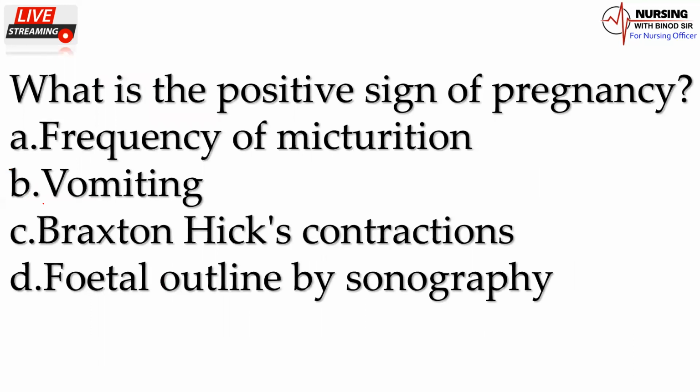What is the positive sign of pregnancy? A option, frequency of micturition. B option, vomiting. C option, Braxton Hicks contraction. D option, fetal outline by sonography.